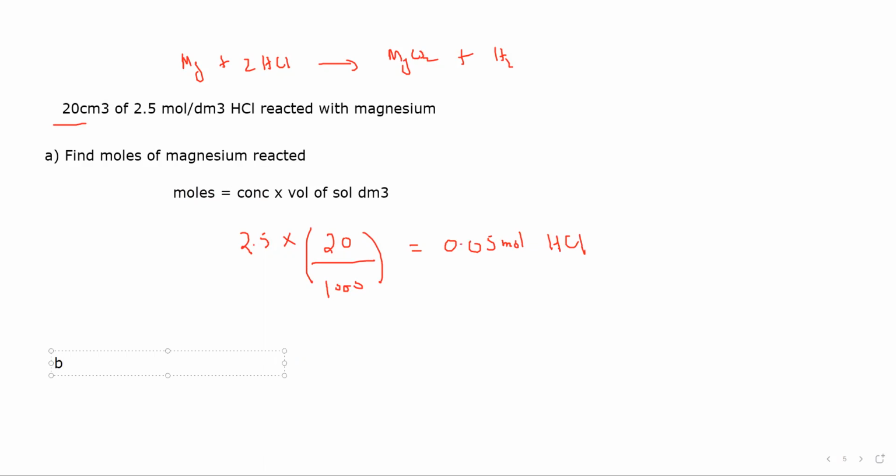Then the second part, part B, find moles of hydrogen. Concentration multiplied by volume is equal to moles.